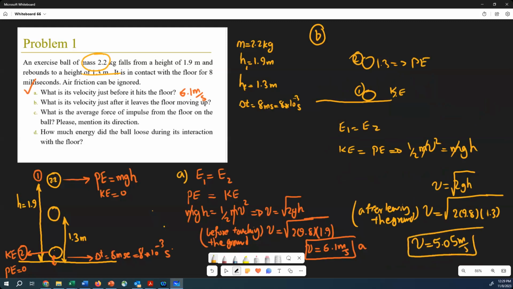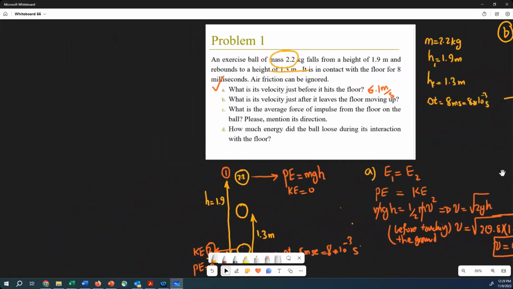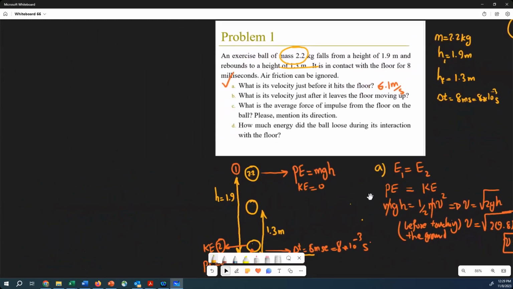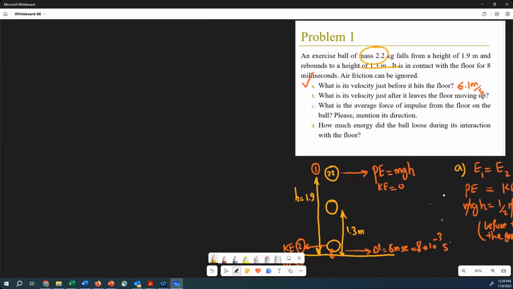Perfect. So before hitting, the velocity is 6.1. After hitting, the velocity is 5.05. Good. I can use these and calculate part C. For C, again, see here, I draw this. What is the velocity here? 6.1. Now it's moving up, what was the velocity? 5.05 meters per second.